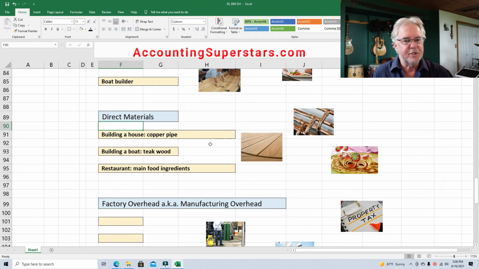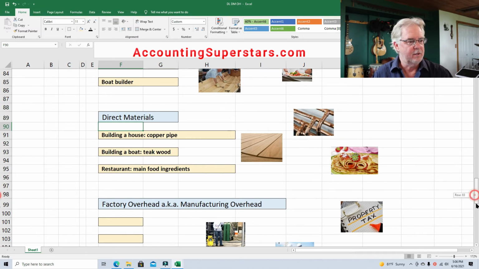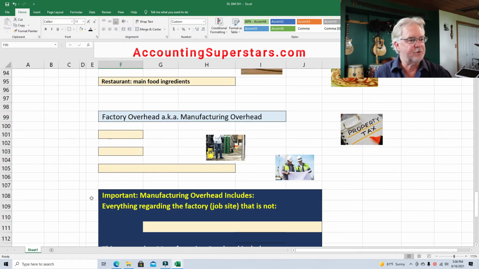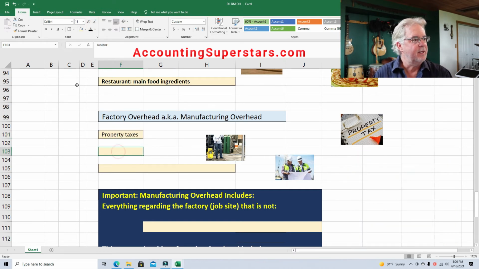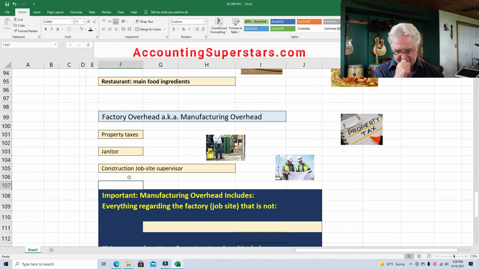They go into the finished product and they are relatively expensive and management wants to track it. All right. So let's look at factory overhead. Here we go. Factory overhead. Property taxes. There we go. That's a good one. And janitor. Here's a janitor cleaning a floor. And the construction job site supervisor. Maybe for the boat factory, it's the shift supervisor.